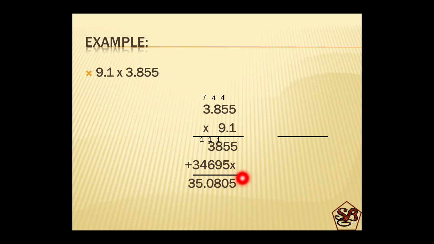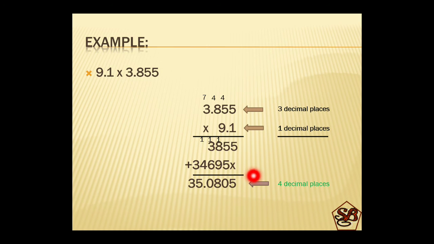Adding them: 5, 10, 1 carried, 18, 1 carried, 10, 1 carried, 5 and 3. Now we have to put the decimal point. In the first number there are 3 digits after decimal, 1, 2 and 3. In the second number there is 1 digit after decimal point. So the total makes 3 plus 1, 4 digits.